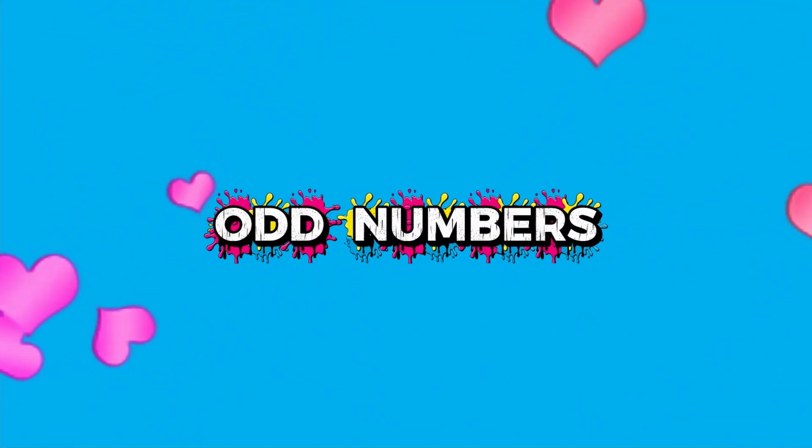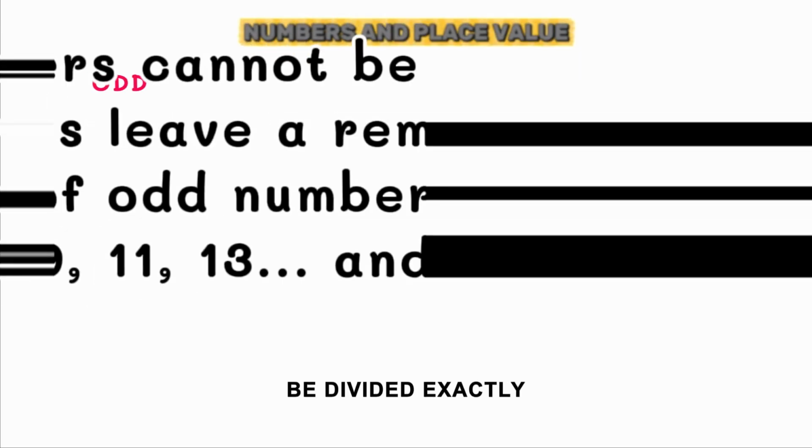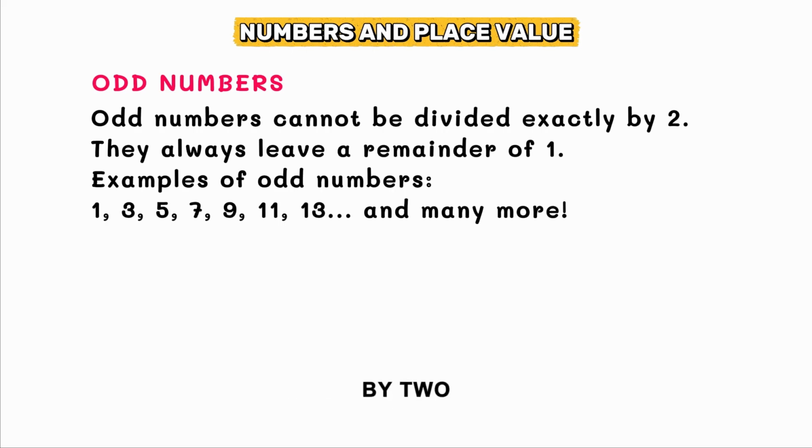Odd numbers. Odd numbers cannot be divided exactly by 2. They always leave a remainder of 1. Examples of odd numbers are 1, 3, 5, 7, 9, 11, 13, and many more.